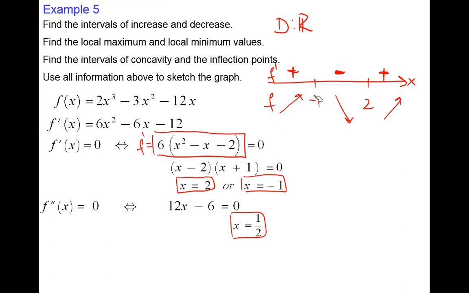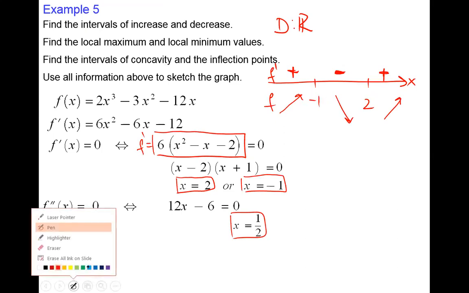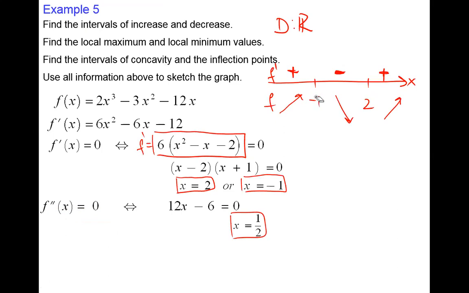Can you tell me what is happening at -1? Local maximum or local minimum? At -1, it's a maximum, of course, because it's on the top. And at 2, what is happening at 2? Local minimum. Thank you, Zach.